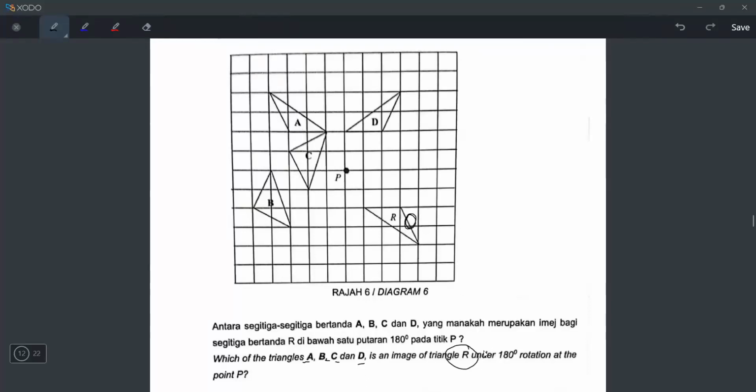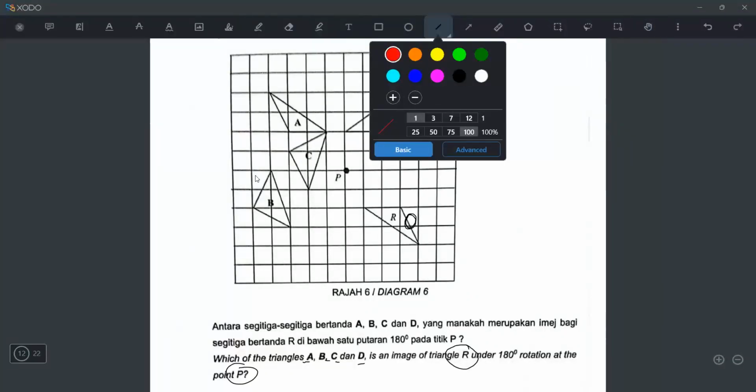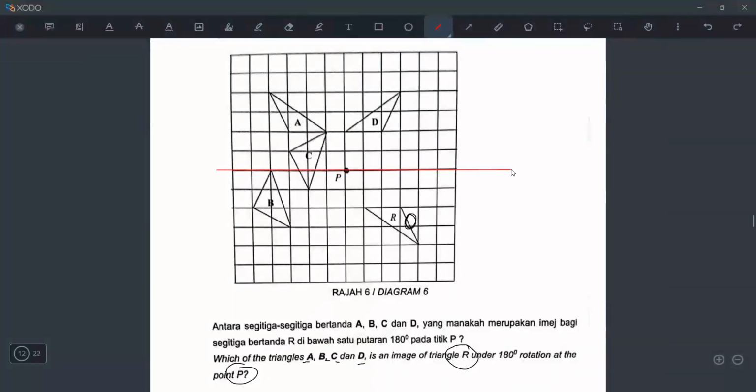Means R is the object. Under 180-degree rotation at point P. So point P is the center. So I will draw a cross at the P. Okay, so this is P, right? Let's use another color. Okay, I think this is fine. So I will draw a cross like this. Okay, so this is the center.